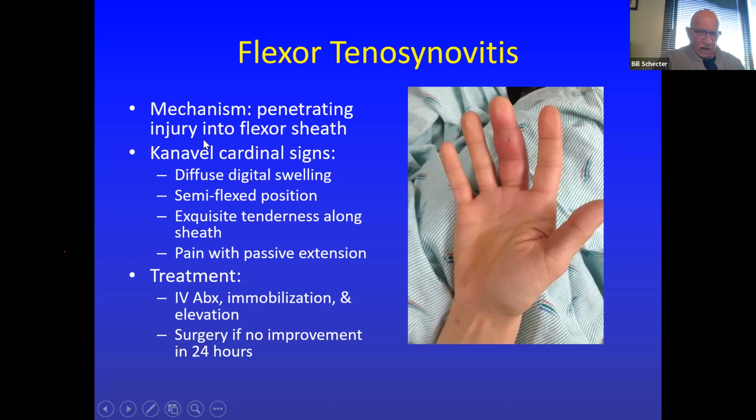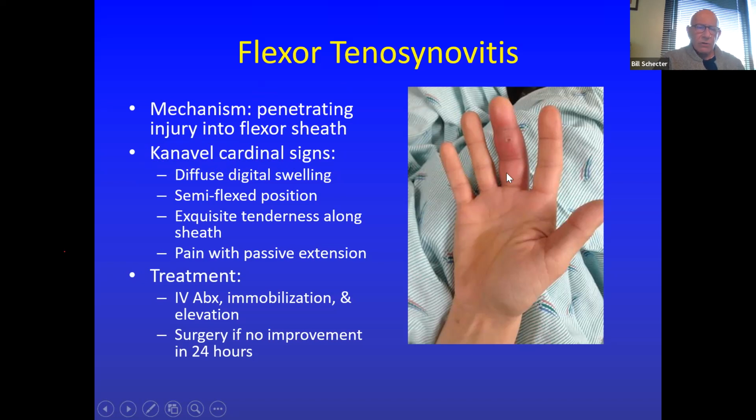And he wrote a textbook on hand infections. Regarding flexor tenosynovitis, he said there are several cardinal signs. What are the signs? First of all, you have diffuse fusiform swelling of the digit. The whole digit is swollen.